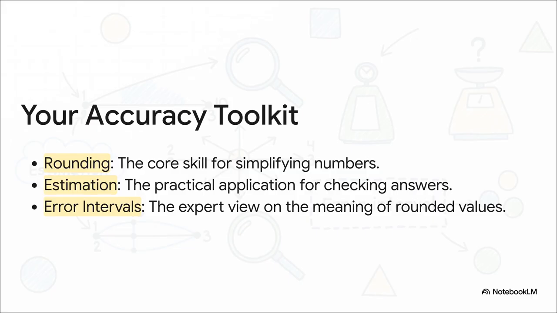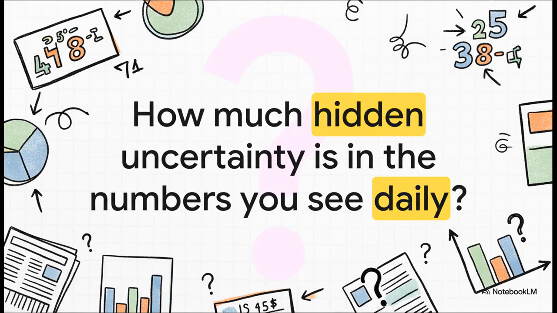And there we have it. Your accuracy toolkit is now complete. We've locked down rounding as our core skill. We've seen how to use estimation to check our work, and we've taken an expert look at error intervals to understand what rounded numbers are really telling us. So I'll leave you with this thought. Now that you know these rules, now that you can see that hidden range of values behind a single rounded number, just how much uncertainty is hiding in the numbers you see every single day, in the news, in statistics, everywhere. Makes you think, doesn't it?